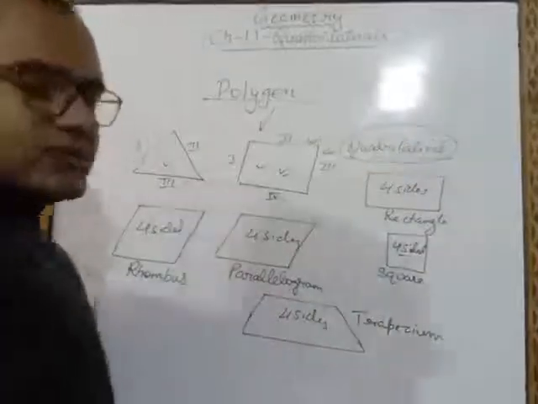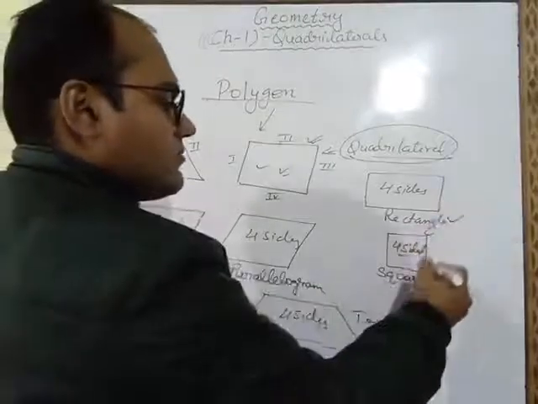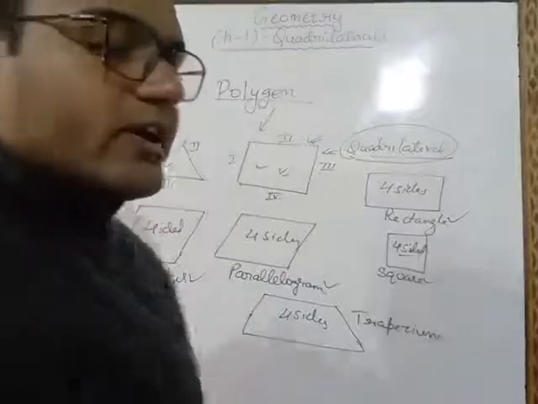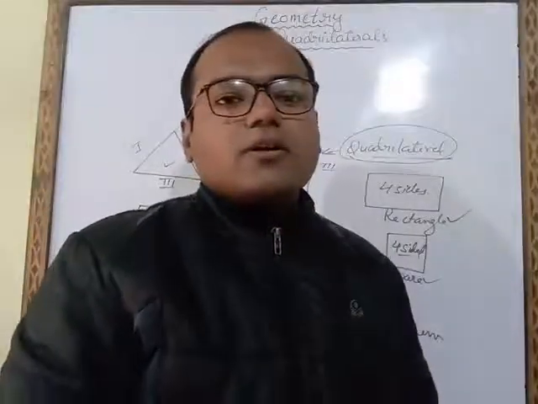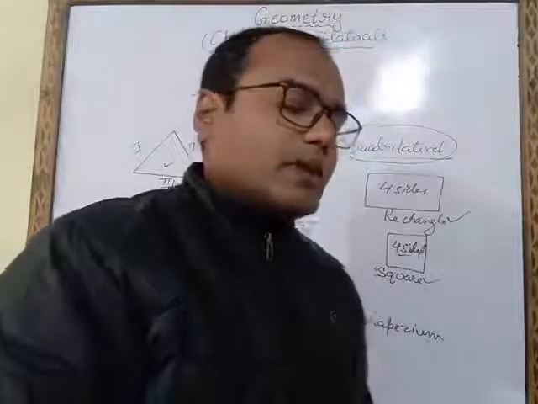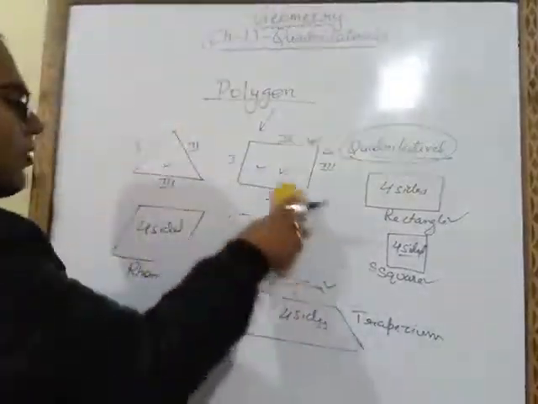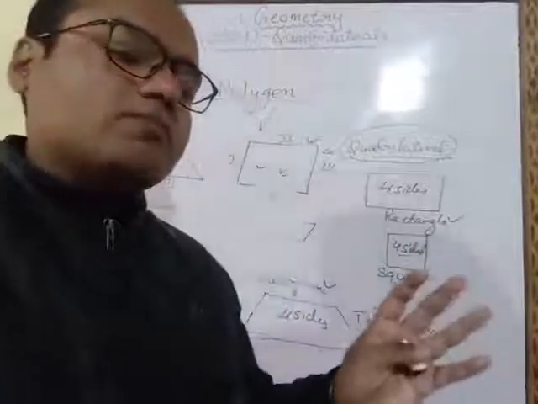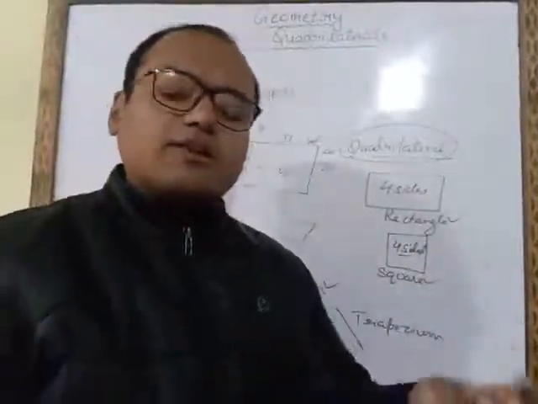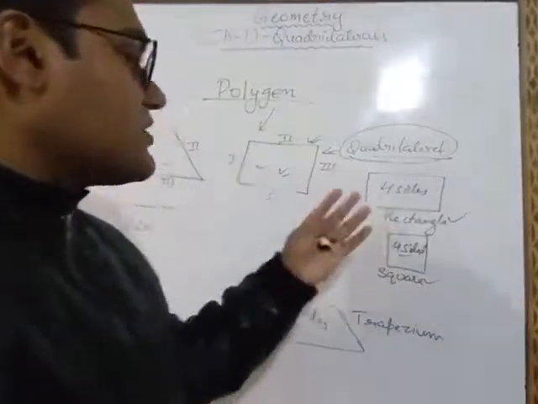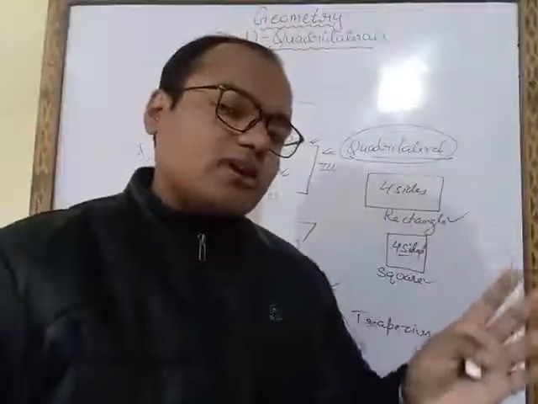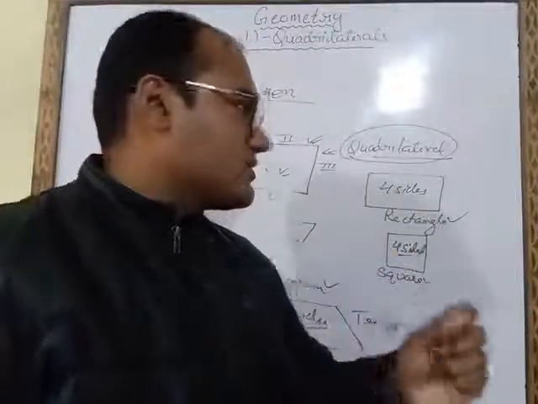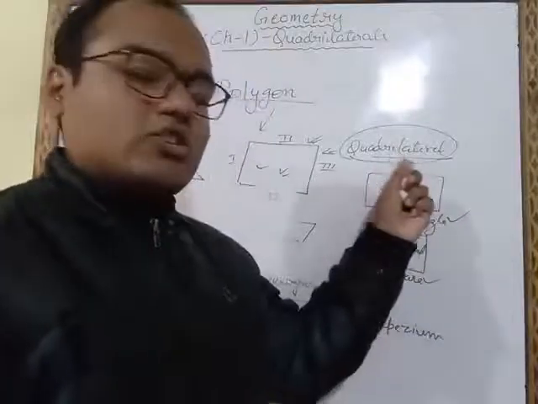In this chapter we will study rectangle, square, parallelogram and rhombus. These are the four general quadrilaterals which you will study in this chapter and the next. So, polygon, as I explained, is a closed figure which is bounded by three or more than three sides. The closed figure which has four sides has the special name of quadrilateral.